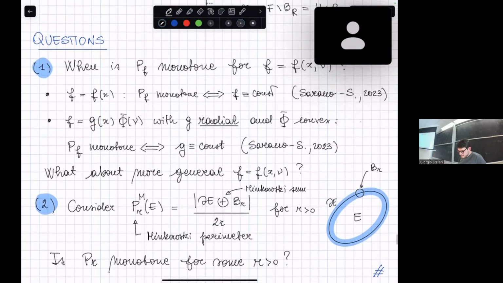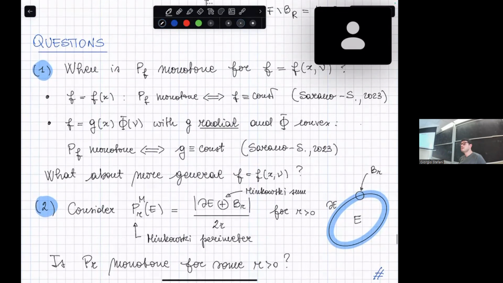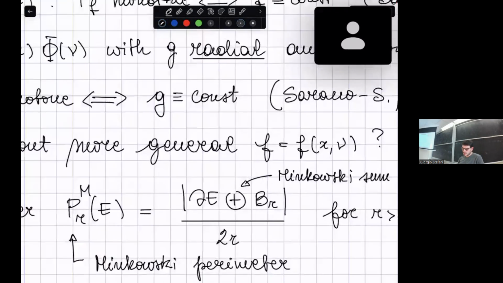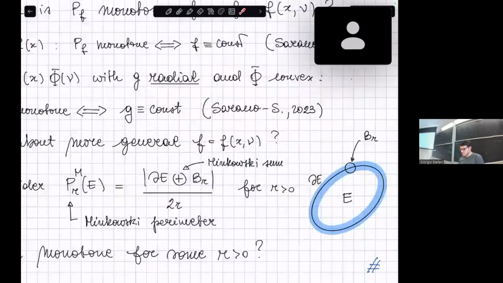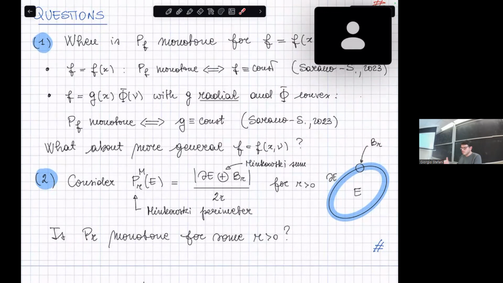When you fix E, the set, and you take the limit, you go to the Euclidean perimeter. It's the Euclidean perimeter. Exactly, and of course you have to assume something concerning this boundary here. If your set is reasonable, so the limit has some meaning, then this is precisely what you get. So that's why it will be interesting, because you are essentially saying that the monotonicity property is somehow stable with respect to this Minkowski perturbation of your function.